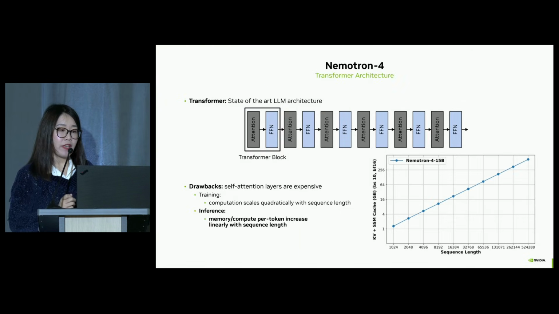So at the very beginning, for our Nemotron-4, we were using the transformer architecture. Basically, it's multiple layers of transformer blocks, and within each block, there's a self-attention layer with an FFN layer. The self-attention layer is good because it can process the sequence in parallel, right? But the drawback is also very obvious, because during training or inference, the computation will scale quadratically with sequence length. If you check out this figure, this is the KV plus SSM cache. It will increase linearly with the sequence length.